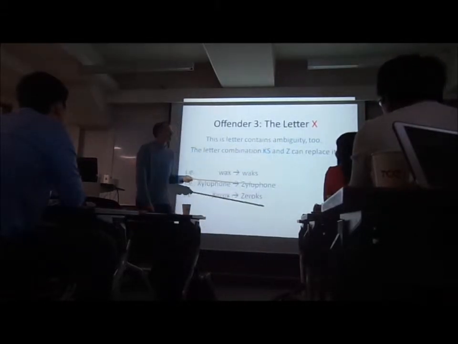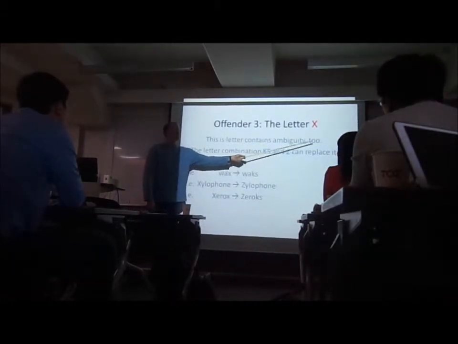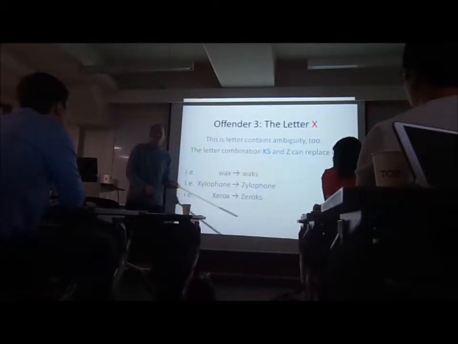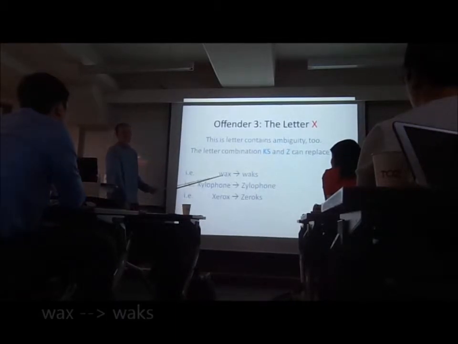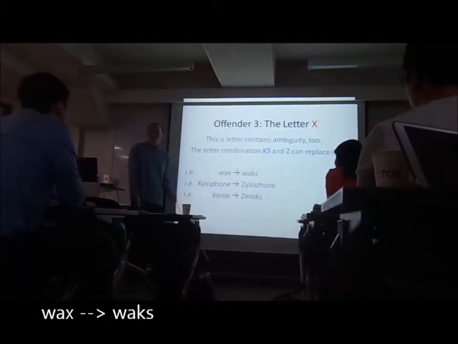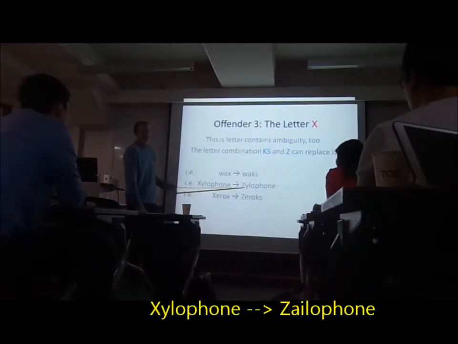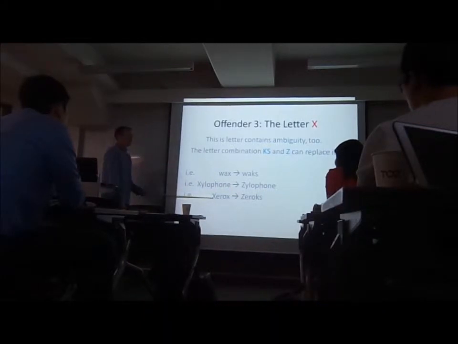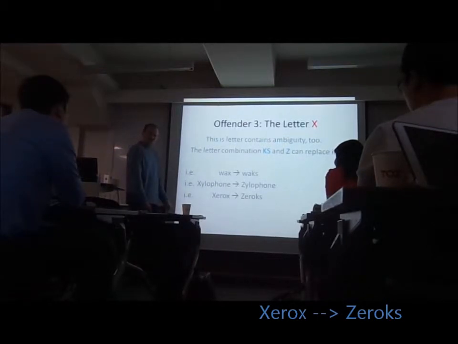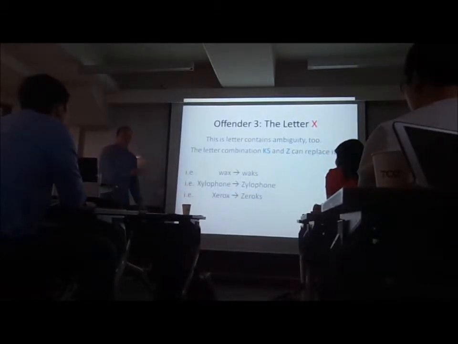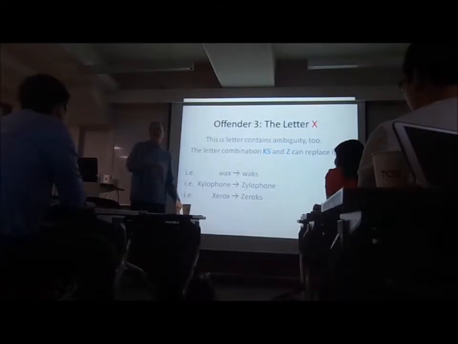The third letter, X. You don't need X. This letter contains ambiguity too, but it's worse. The letter combinations K, S, and Z can replace it. Let's take a look. Wax. Spell it like this, W-A-K-S. Xylophone. Oh, here's a fun one. Spell it with a Z. Xerox. Whoa, this is special. There's X and X, but it produces two different sounds. Use a Z and a KS. So if you see the X, no, you don't need that. Get rid of it. Get rid of it.